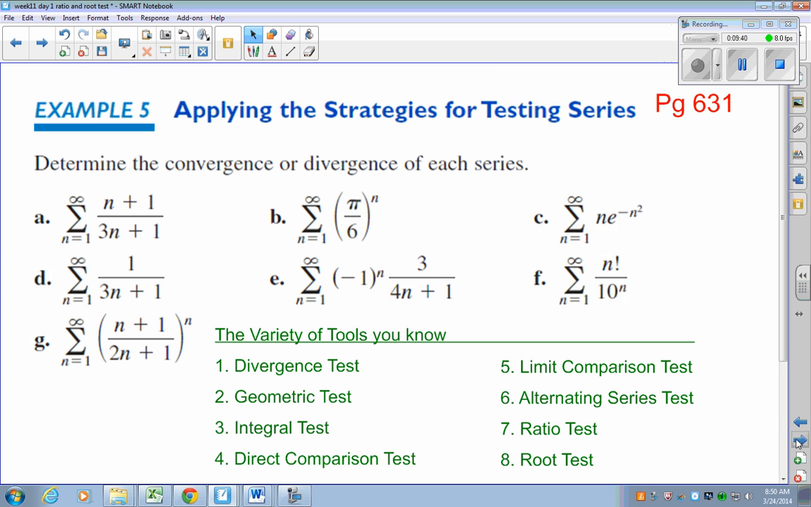Okay? So, let's take a look on the next page here. This is on page 631, and you're going to pause this in a second. There are 7 questions, and I just want to know if things converge or diverge for each series. There are 8 tools that we have learned so far: divergence test, geometric test, integral test, direct comparison test, limit comparison test, alternating series, and the two from today, the ratio and the root test. There's 7 questions.